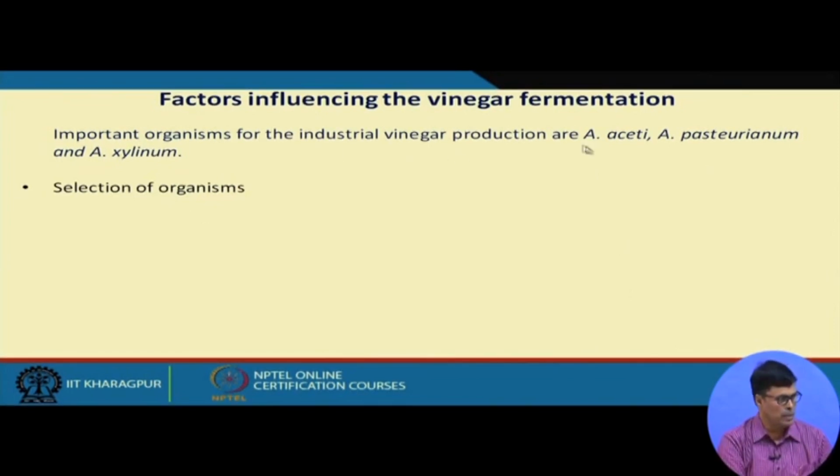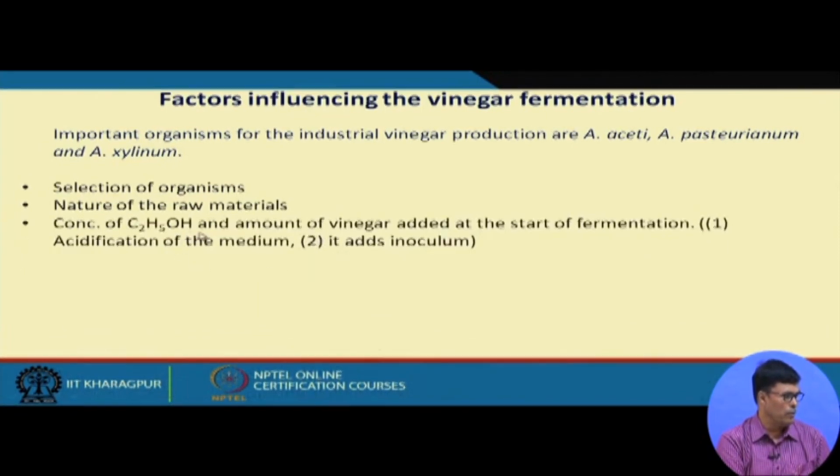The important organisms used are Acetobacter aceti, Acetobacter pasteurianum, and Acetobacter xylinum. The first factor is the selection of organism and the nature of the raw materials used, then the concentration of ethanol and the amount of vinegar added at the start of fermentation, because a lot of vinegar is used in the initial phase. It is used as an inoculum, and it also maintains the pH of the media, which should be acidic, around 3 to 3.6. I shall discuss the process in detail.